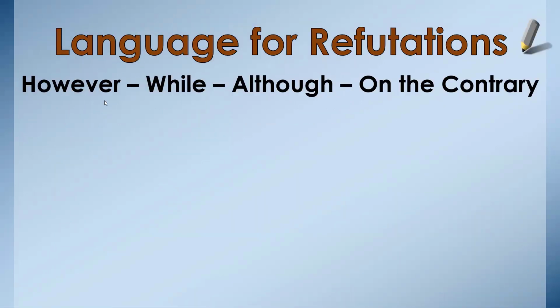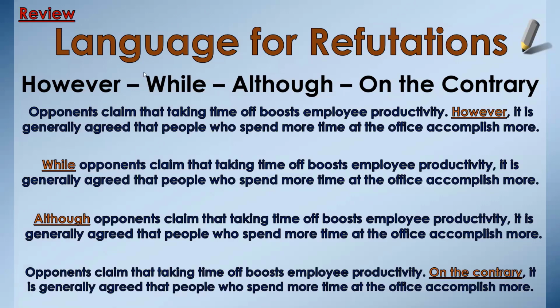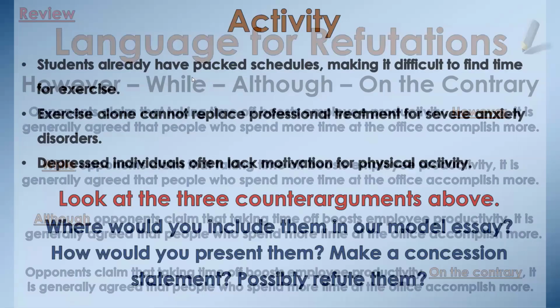And we've got language for refutations: however, while, although, or on the contrary. And we've covered this in our previous lesson. When we use language like however and on the contrary, we split the counterargument and the refutation up into two sentences. And when we use language like while or although, we are combining the counterargument and the refutation into one sentence.